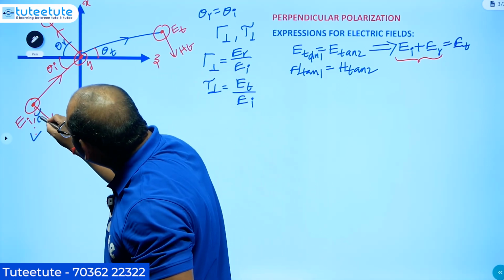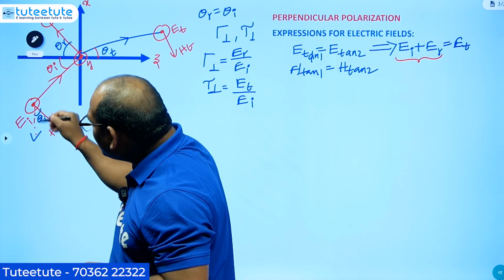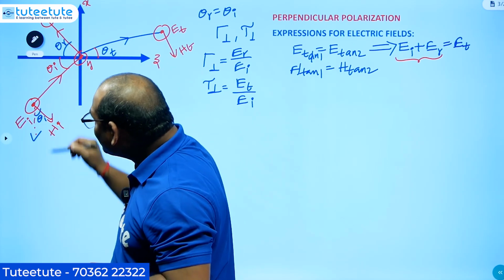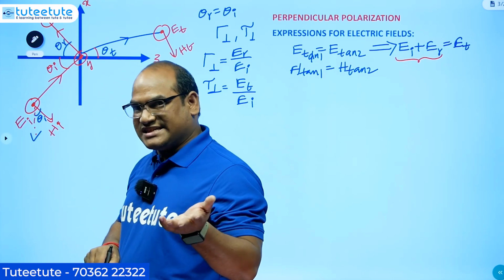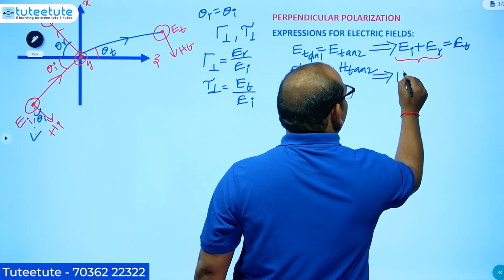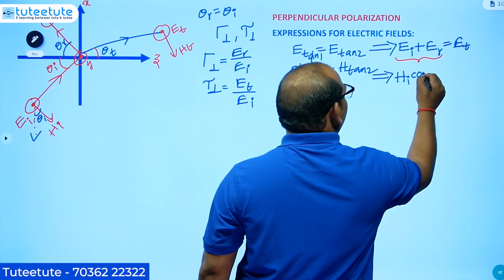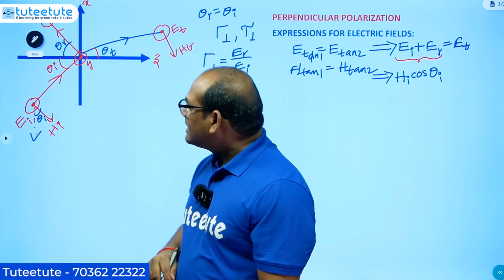So this is the theta I angle. This particular vector we need. How to get that one? This is HI. So this is given by the adjacent side only. By using the cosine function we can get the adjacent side, so this is given by HI cos theta I.